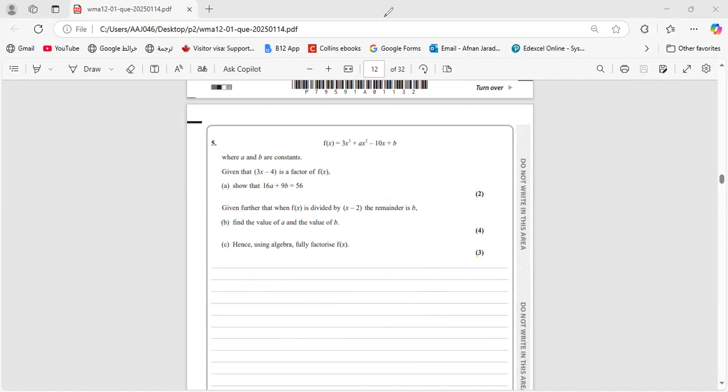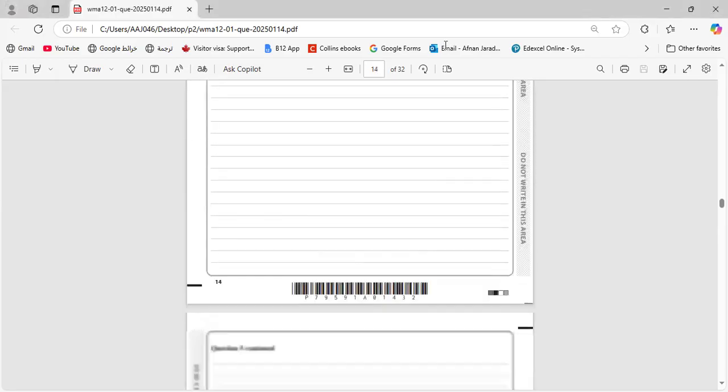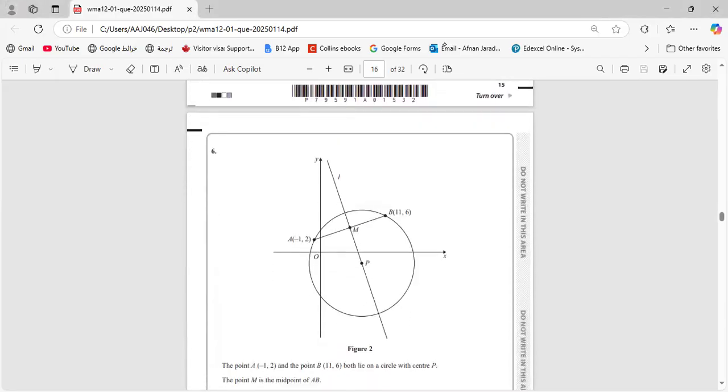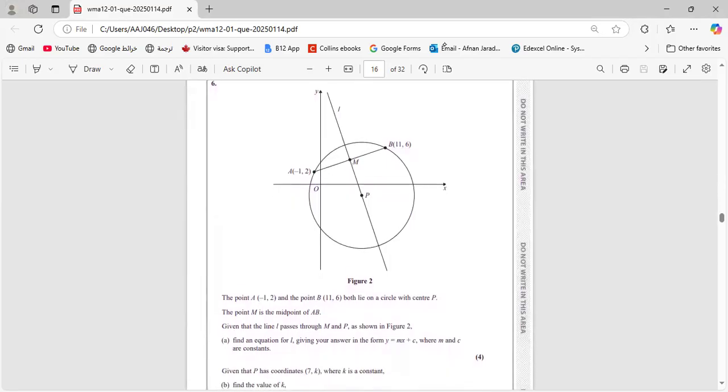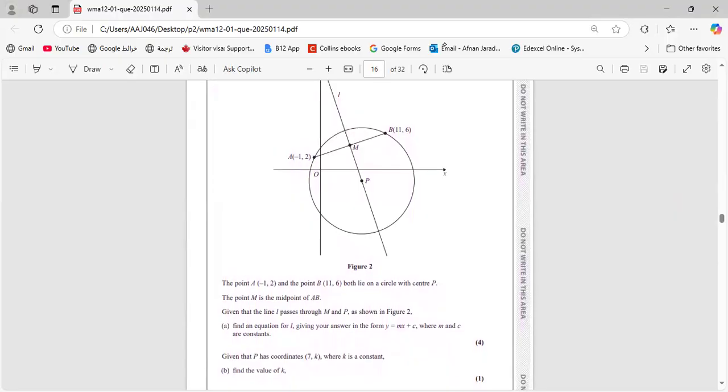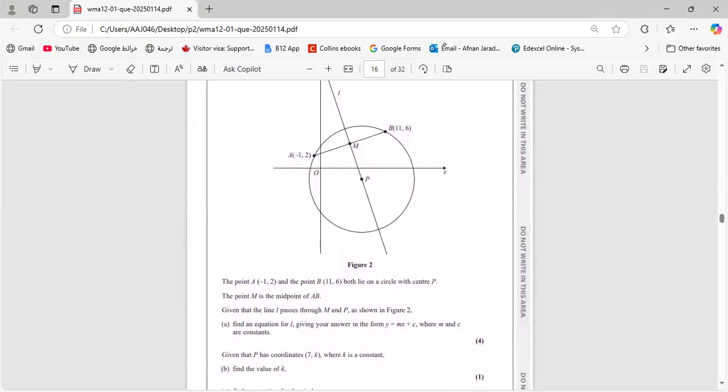Question number 6, which is about, I think, circles. Yes, circles. Question number 6, the point A (-1, 2) and the point B (11, 6) both lie on a circle with center P.